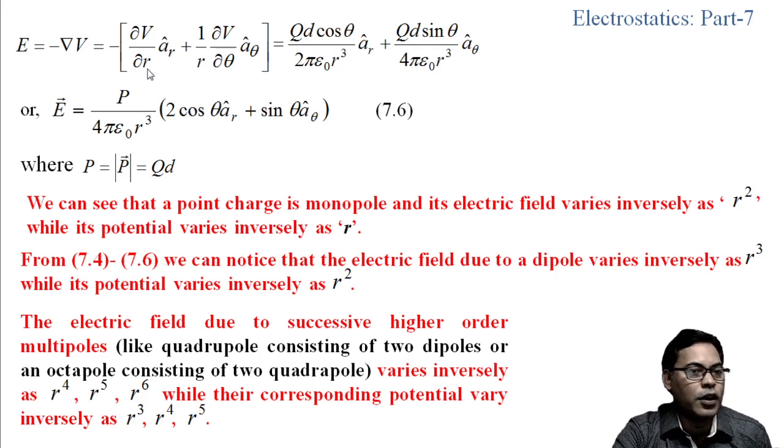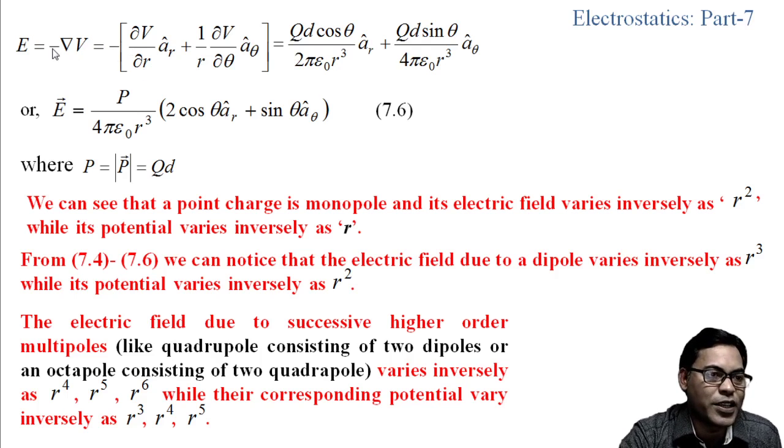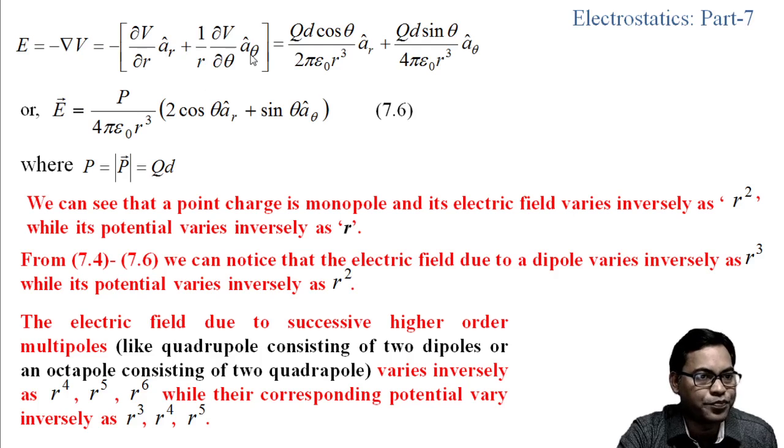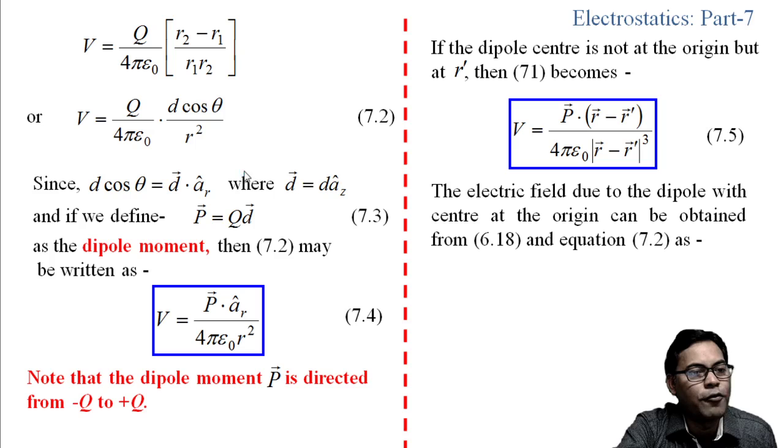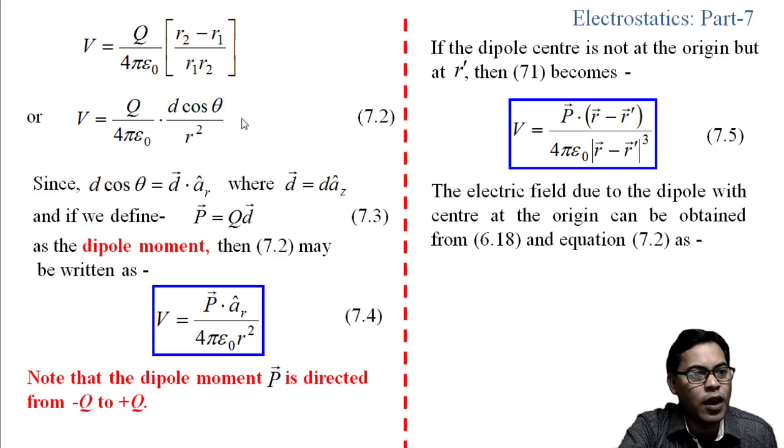So neglecting the phi component, we can write minus of, because minus is present here, minus of ∂/∂r of V a_r plus 1 by r ∂/∂θ of V a_θ. Now if we take the derivative of V with respect to r from this expression 7.2, we get the expression Q d cos θ by 2π ε₀ r³ a_r. It is simple to calculate the derivative of V with respect to r from this expression 7.2.